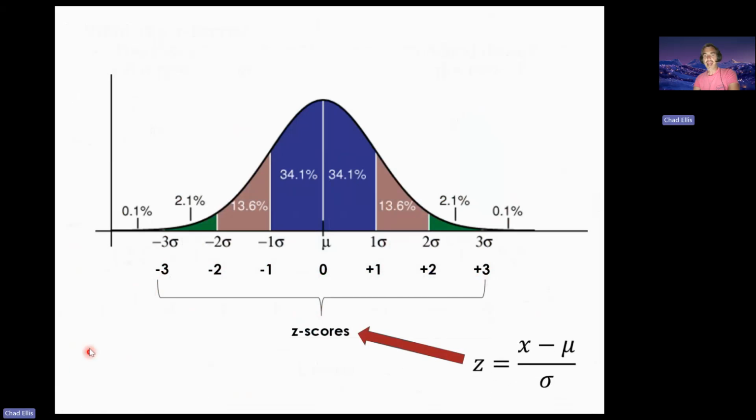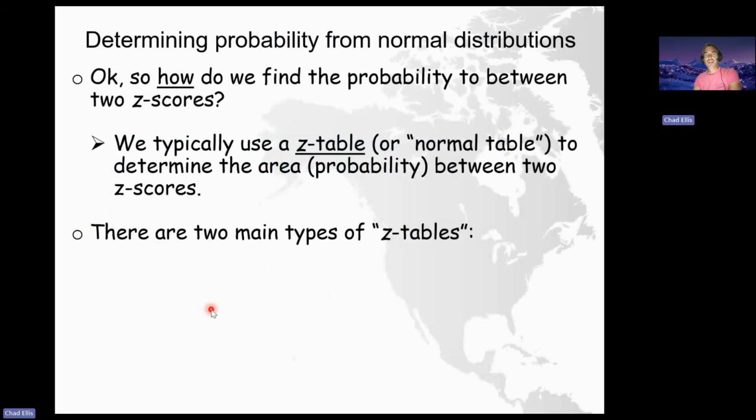And again, how we're transforming our data is that we're taking our raw data values, maybe from a survey, and we're using this formula down here to convert those raw data values into our z-scores. So once we have our z-scores, how do we determine the probability of a certain event occurring, or randomly selecting a certain raw data value from our population?